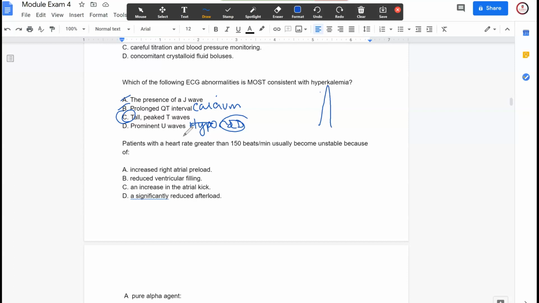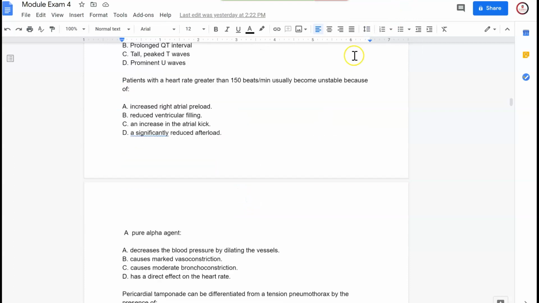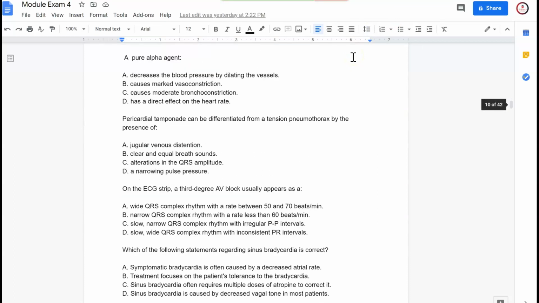Patients with a heart rate greater than 150 beats a minute usually become unstable because of increased right atrial preload? No, we don't really care about the atria when it comes to tachycardias. We're worried about the ventricles. Reduced ventricular filling. Yeah. An increase in the atrial kick? That's going to increase your blood pressure. A significantly reduced afterload? No, because we're talking about inside the heart, not outside the heart. Afterload's outside of the heart. Reduced ventricular filling, right? Because the heart rate gets so fast that the heart doesn't have a chance to refill, so you get lower and lower blood pressures.